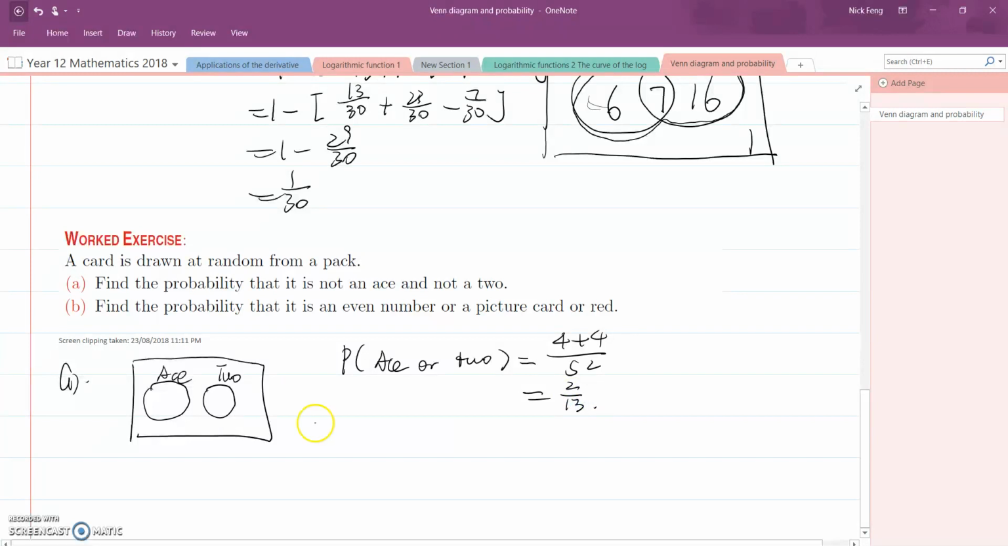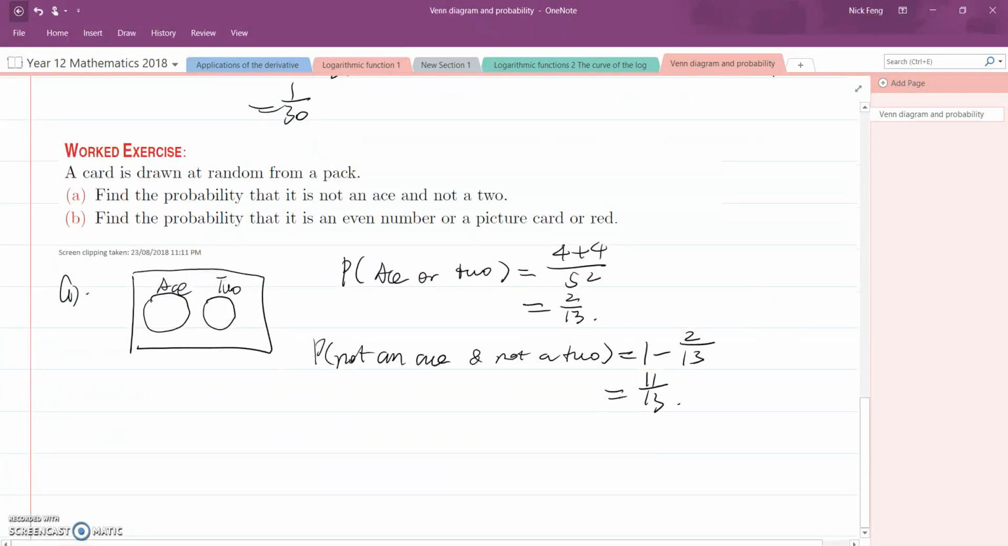And therefore, the probability of not an ace and not a 2 equals 1 minus 2 over 13. That is 11 over 13. Obviously, basically just any of the 11 number cards, including Jack, Queen, and King, of course.